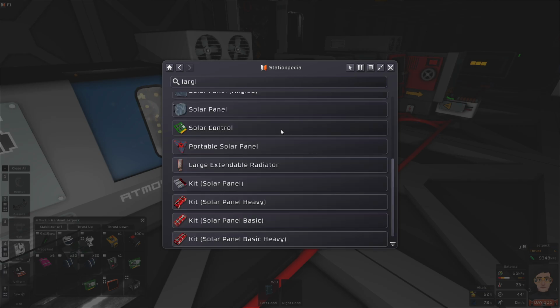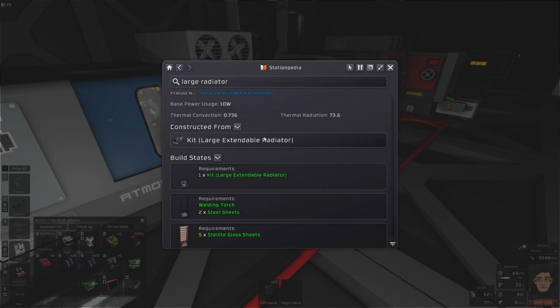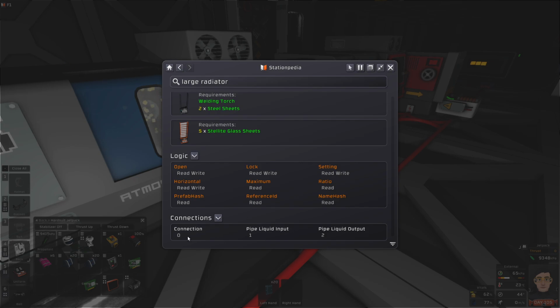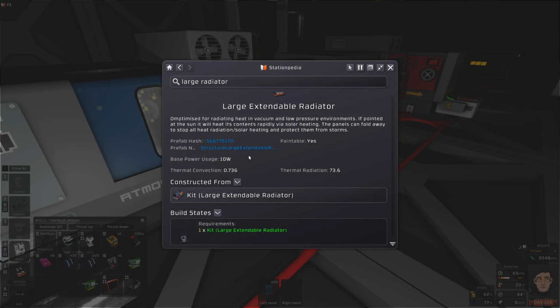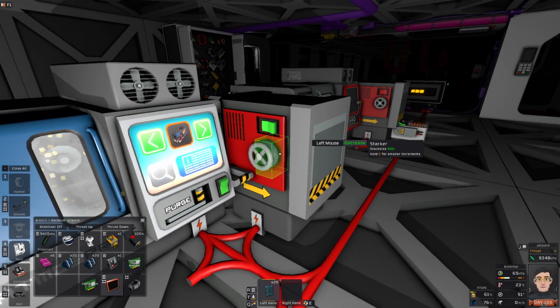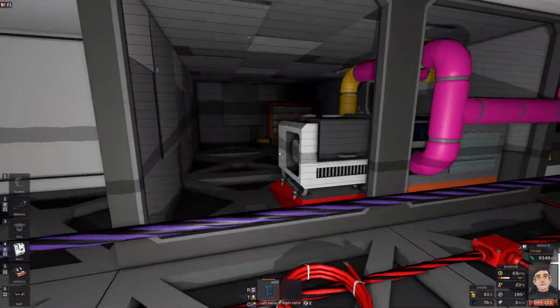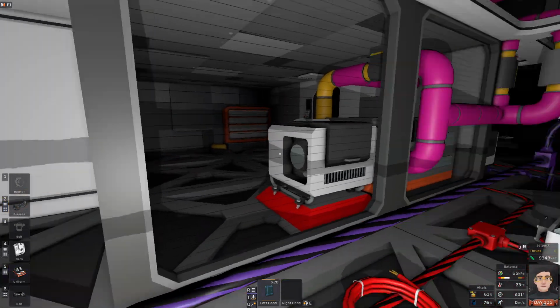So, large radiator. Large Extendable Radiator, and we're going to scroll down and look here. It has a connection for data. I think it has maybe a little bit of power usage. I'm not even sure. The symbol I think just has data, so I'm not positive whether it uses any power or not. But the important bit, the reason we came in here, is that it has pipe liquid input and pipe liquid output, which means it's not gas, which our current system, if you can kind of see in here, uses gas pipes.